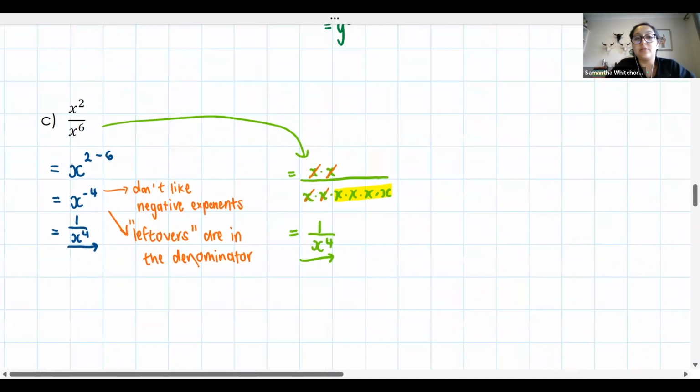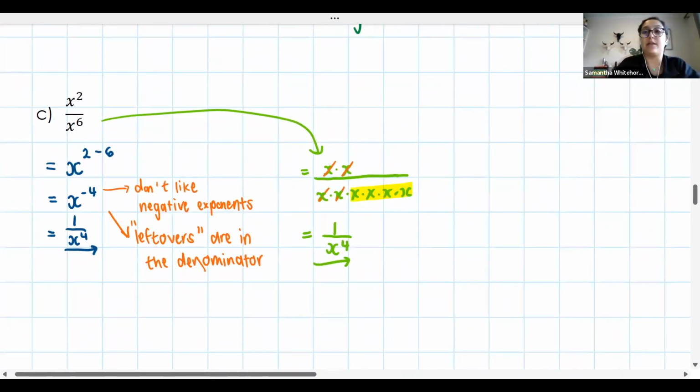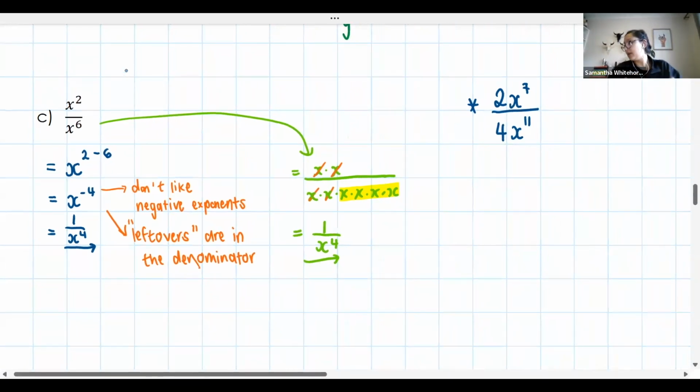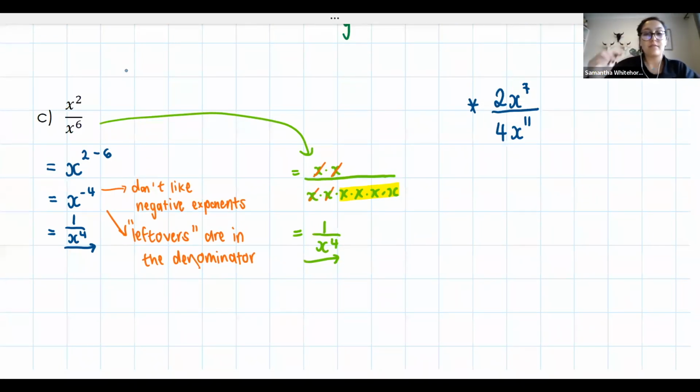Right, before we do that question, let's just do another one like this where we have this sort of situation going on. I'm just going to put a little star here. Let's say we've got 2x to the power 7 divided by 4x to the power 11. So we're having a look at this one here, 2x to the power 7 divided by 4x to the power 11.